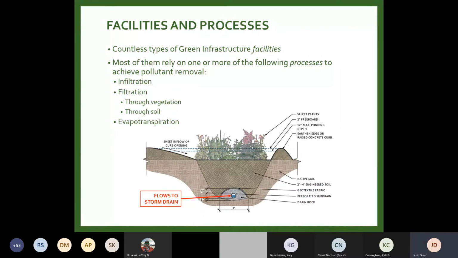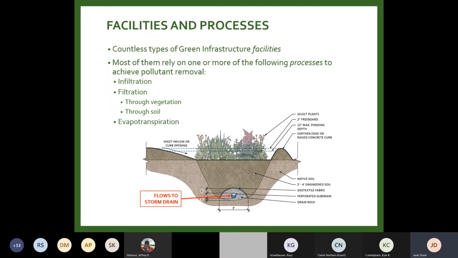So there are so many different types of green infrastructure facilities, right? We couldn't talk about them all today, even if we wanted to. It would take hours. There are dozens, if not hundreds, of different types of green infrastructure facilities that exist. However, most of them rely on only a few processes to actually treat stormwater.